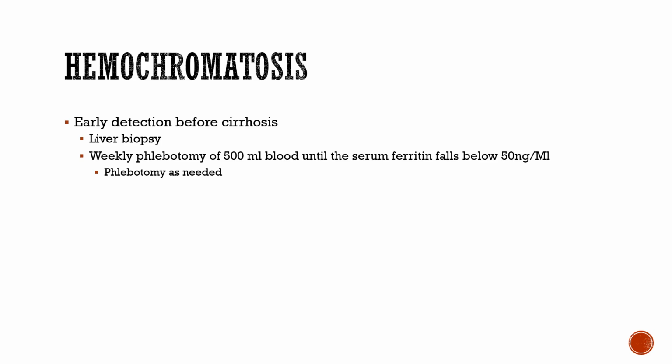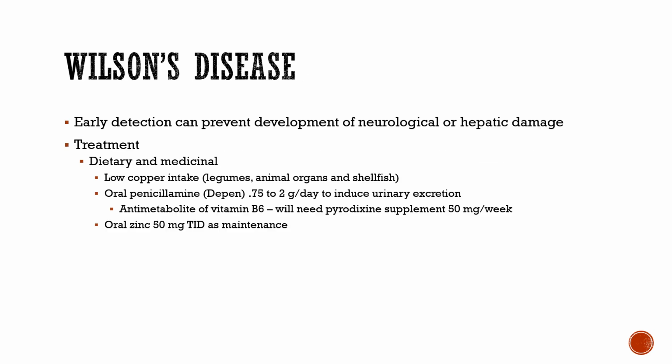The treatment for hemochromatosis is weekly phlebotomy. That means drawing off 500 mils of blood until the serum ferritin falls below 50 nanograms per mil. Then after that, phlebotomy as needed. So these patients need constant follow-up.